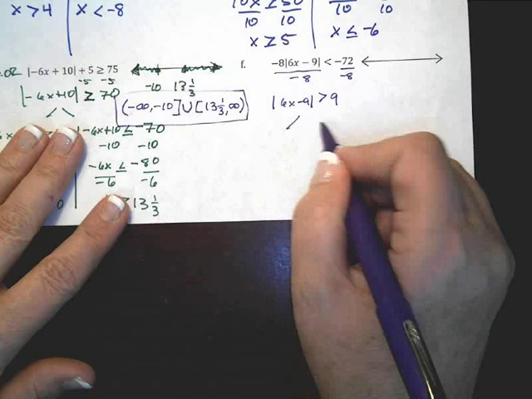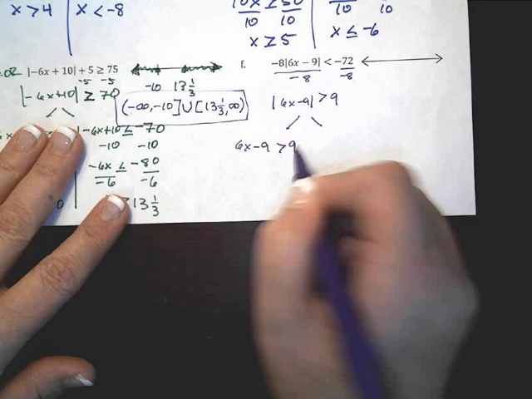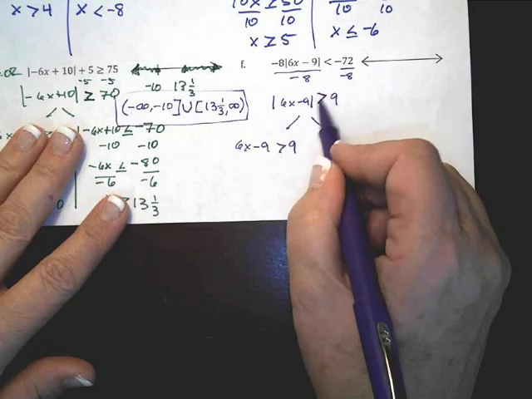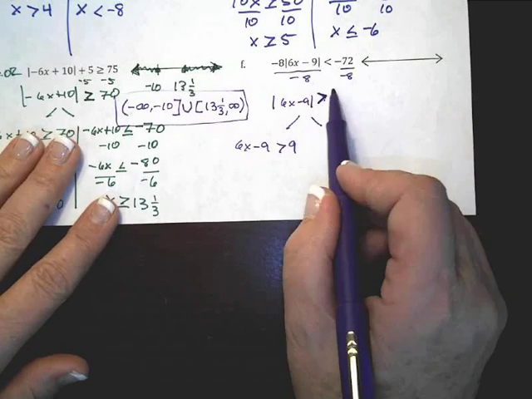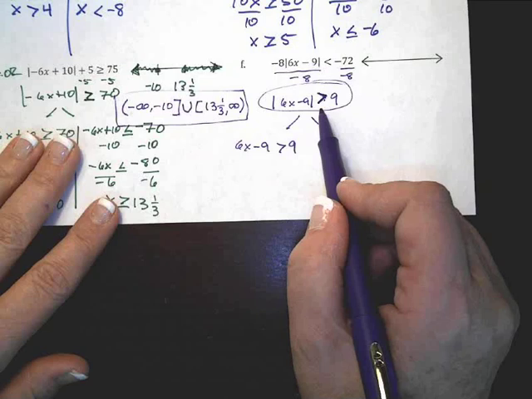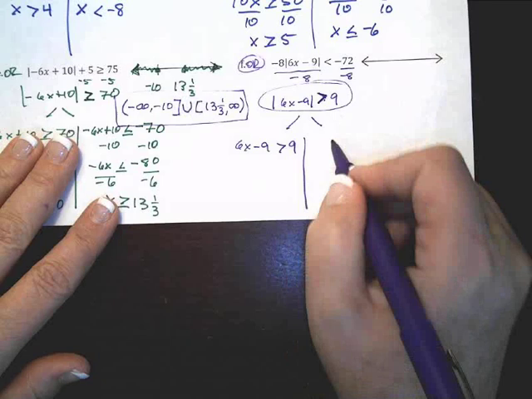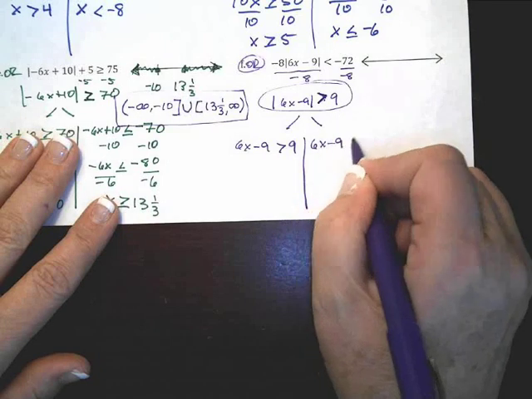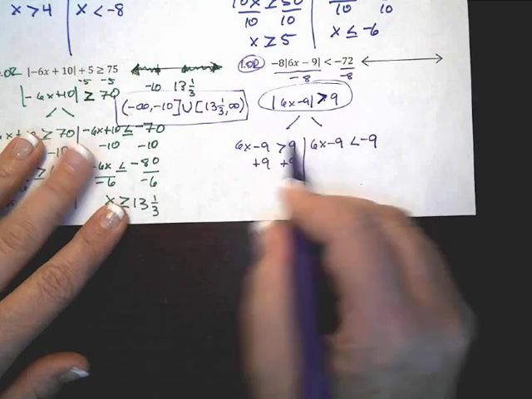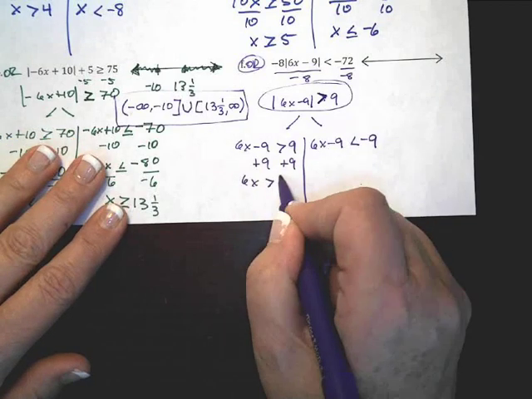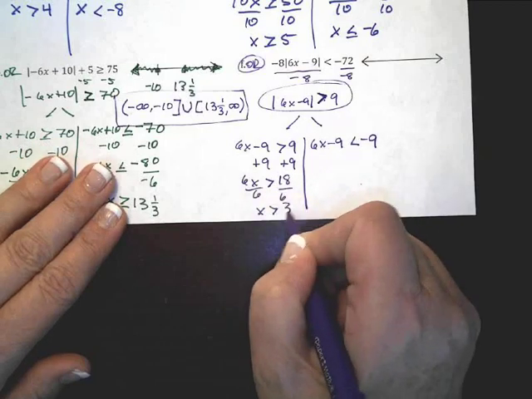From here, we can separate into two statements. So 6x subtract 9 is greater than 9. And we can also look at this inequality symbol to determine whether it's an AND or an OR. So at this point right here, it's a greater than, which means we will end up with an OR compound inequality. So our second statement, 6x subtract 9, is less than negative 9. So add 9 to both sides and divide by 6 to get x is greater than 3.